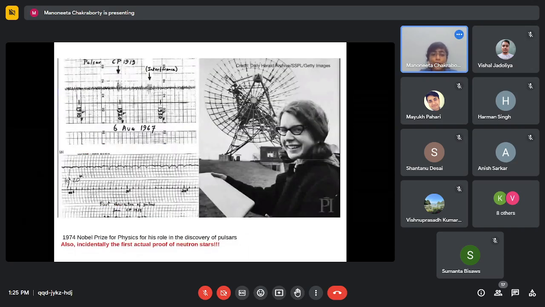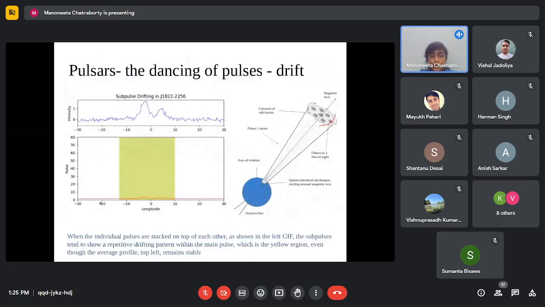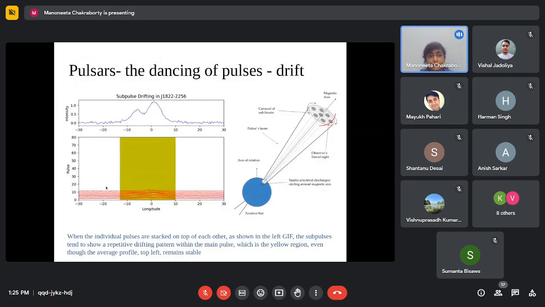Also, recently, what we have been interested in is something called the dancing of the pulsars, or in other words, what we call the drifting of the pulsars. What do we mean by drifting? Here, if we look, each individual red line is one individual pulse from the pulsar.